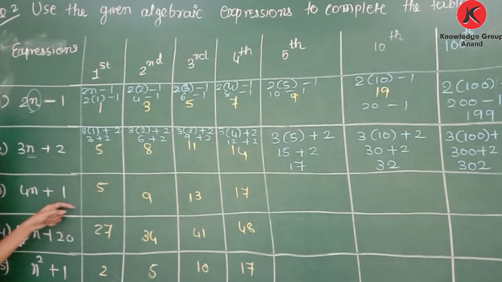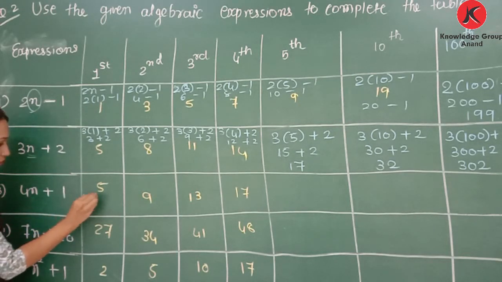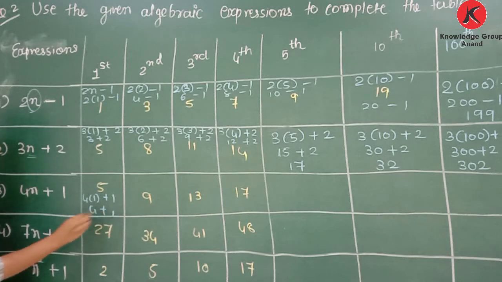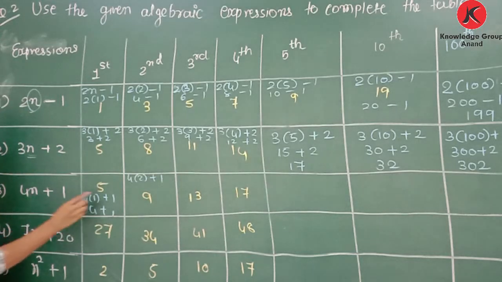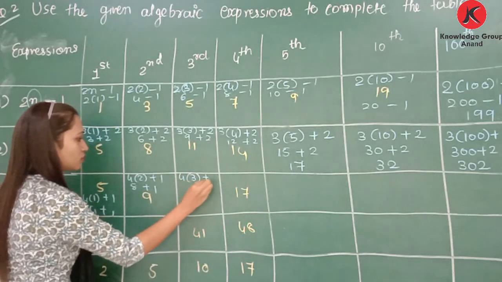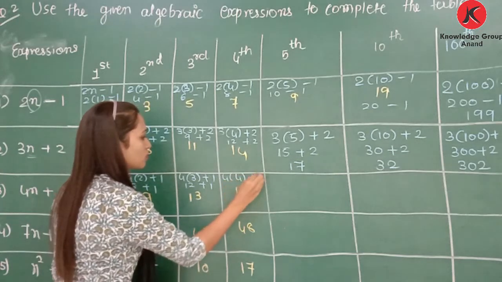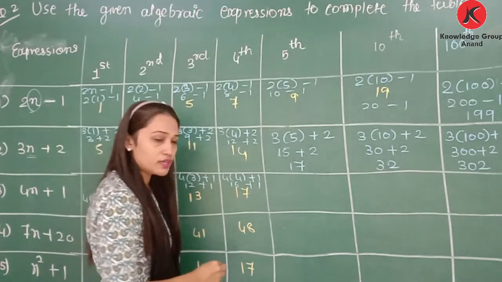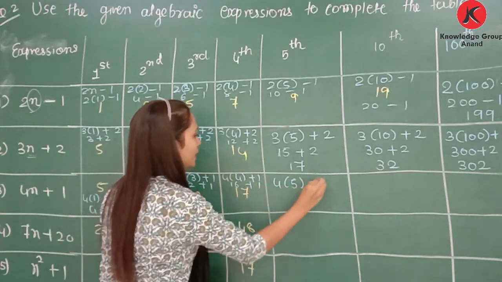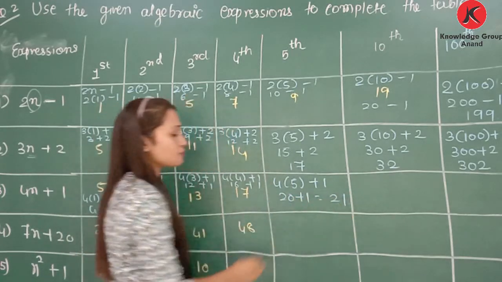Now next, 4n plus 1. So here 5 is given, meaning for n is equal to 1, 4 plus 1, 5. For n is equal to 2, instead of n we need to write 2. So it is 8 plus 1, 9. For 3, 12 plus 1, 13. For 4, 16 plus 1, 17. So for the fifth term we need to write n is equal to 5. So 4 inside the bracket 5 plus 1, 20 plus 1 is 21. So that is the fifth term.